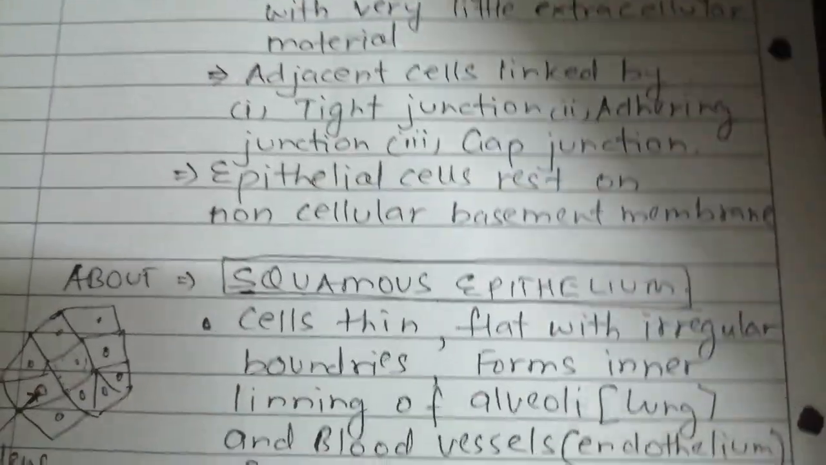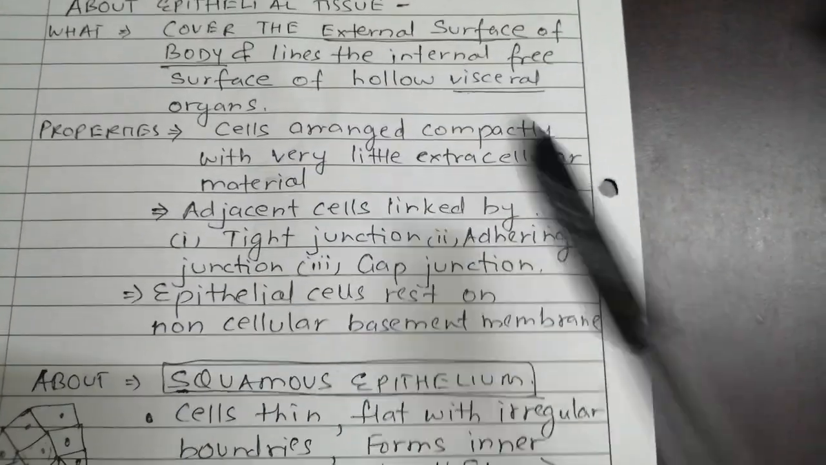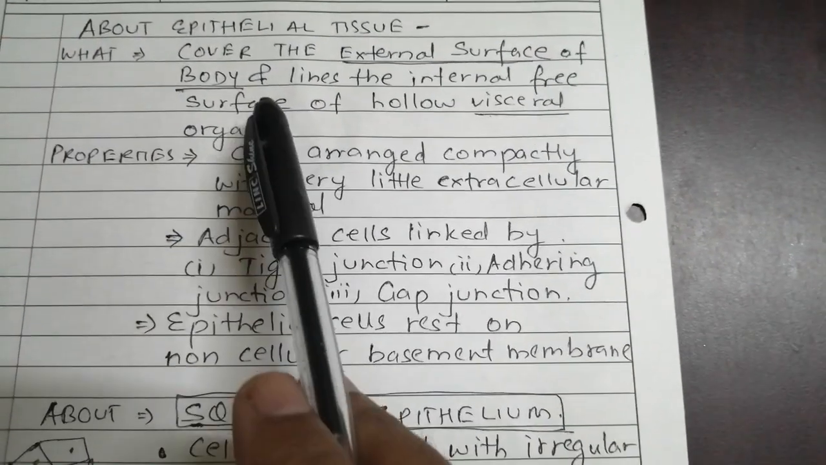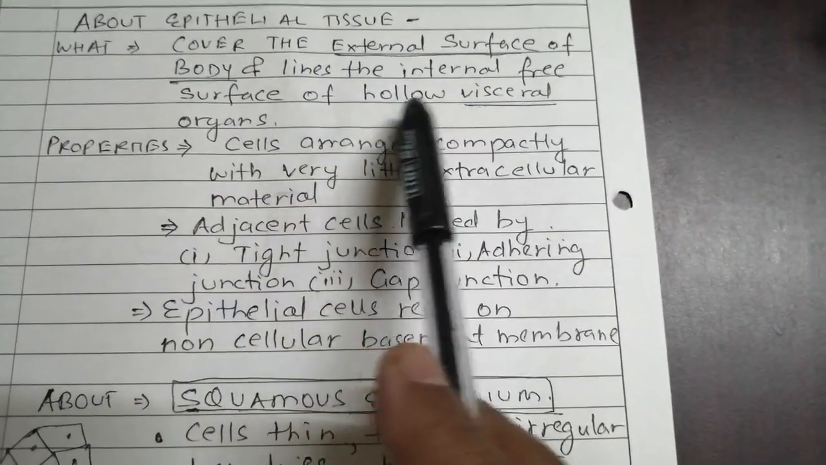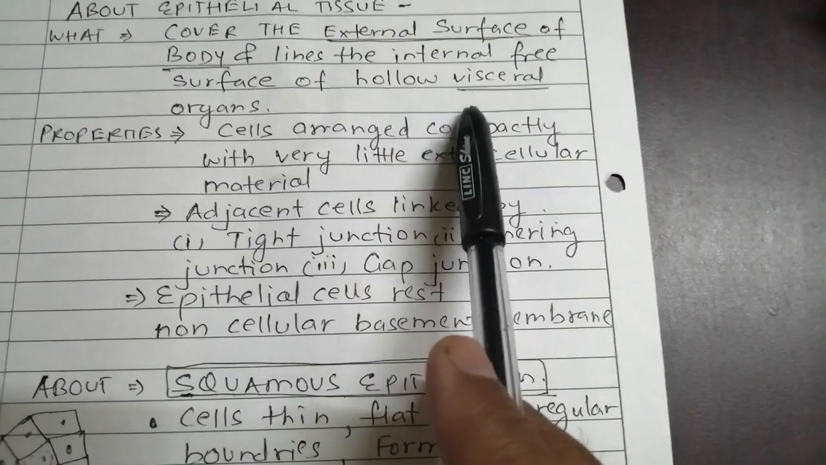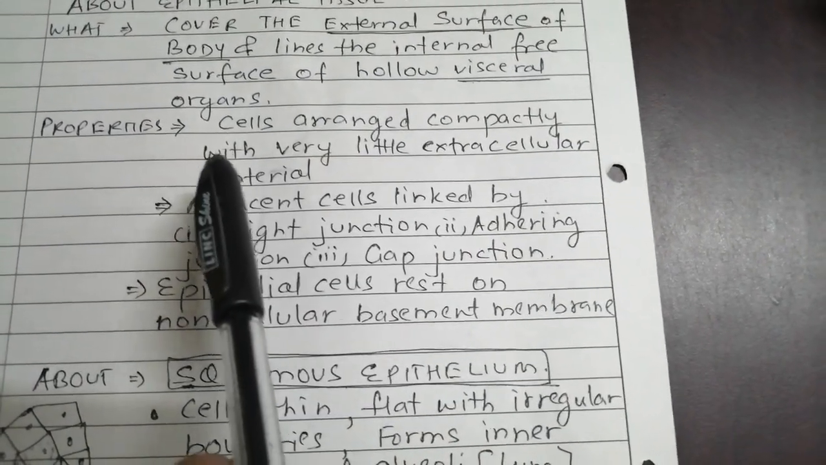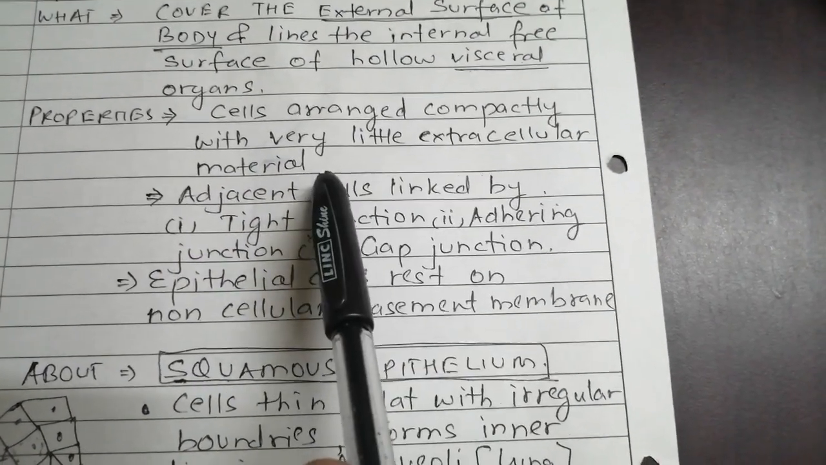Well, children, now we are going to go for the explanatory part about the epithelial tissues. Here I have made some notes for you about epithelial tissue. What is epithelial tissue? These are the tissues that cover the external surface of the body and line the internal free surface of hollow visceral organs. Visceral means internal organs.